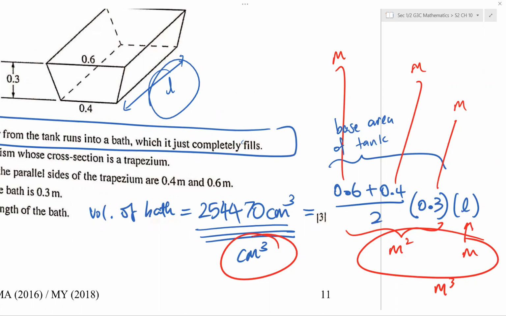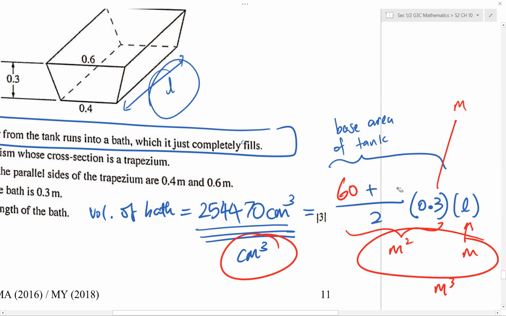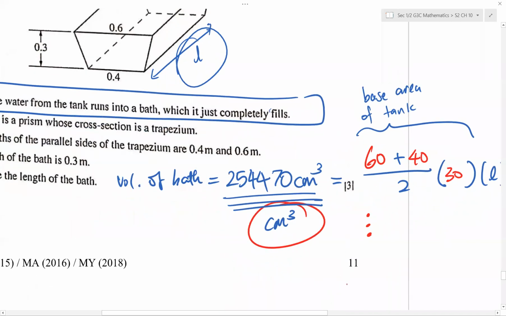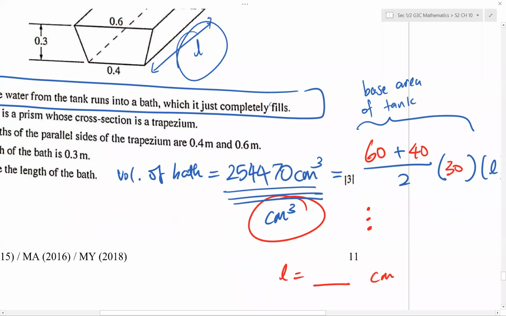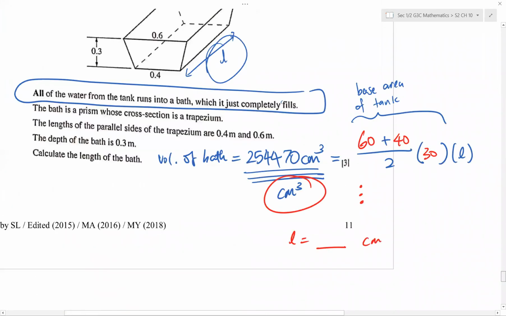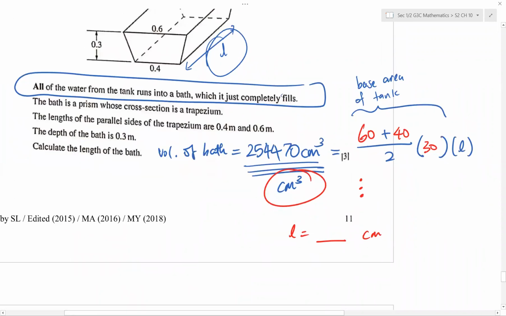To become? Correct. So what is your 0.6 in cm? Okay, so change it to 60. 0.4 becomes 40. 0.3 becomes 30. Now, what will the units be for your length? Automatically, it will become cm. Okay, so go and work it out, and you get an answer for the length in cm. State the length of the bath. Sorry, our laptop is very laggy today. Length of the bath. Okay, so this will be in cm. You can work it out yourself.